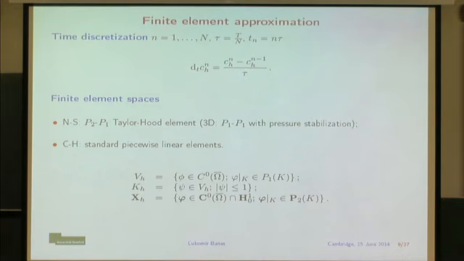And now let me come to the numerical approximation. We want to solve this model numerically, and then we approximate the time derivatives by the usual backward differences. For the Navier-Stokes equations, we also use the Taylor-Hood elements, so quadratic for the velocity, linear for the pressure. For the Cahn-Hilliard equation, standard piecewise linear elements. So here are the finite element spaces. Notice that for the Cahn-Hilliard equations, we take these finite element spaces of functions that are bounded by 1.